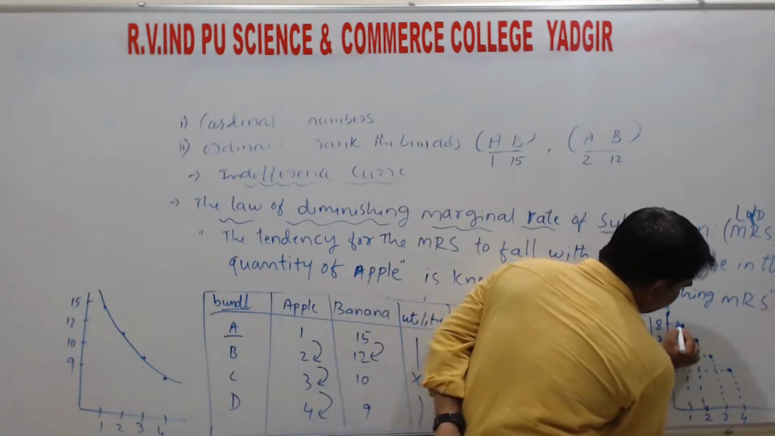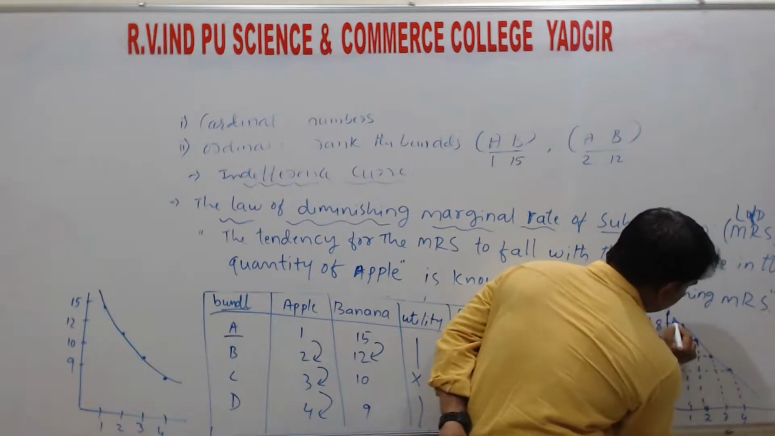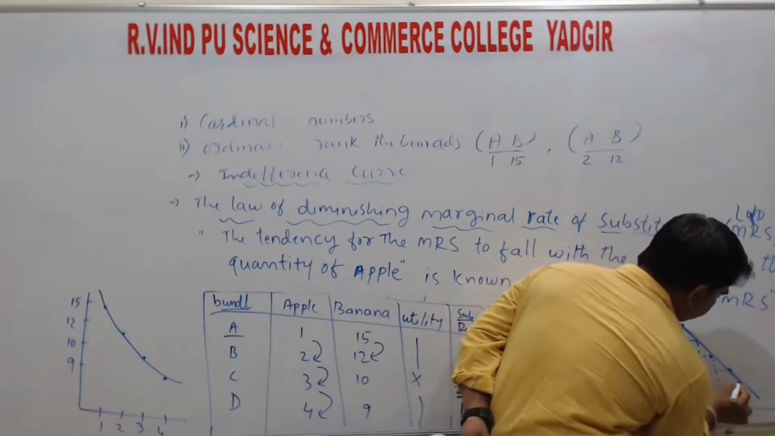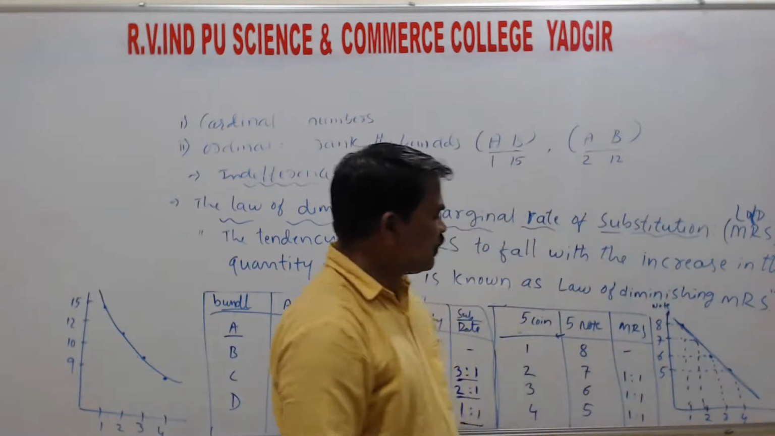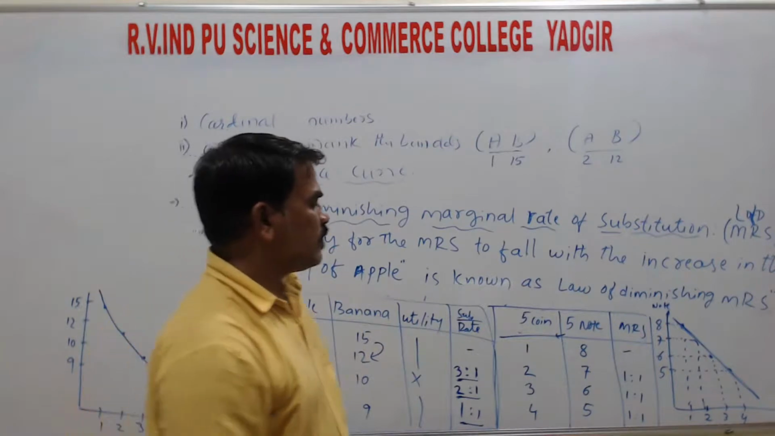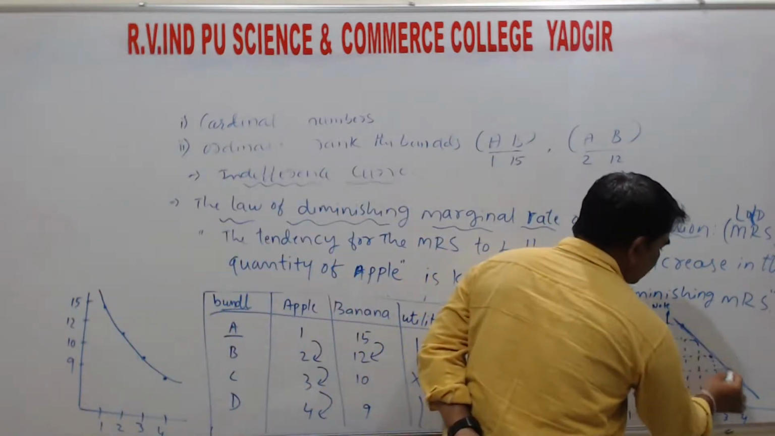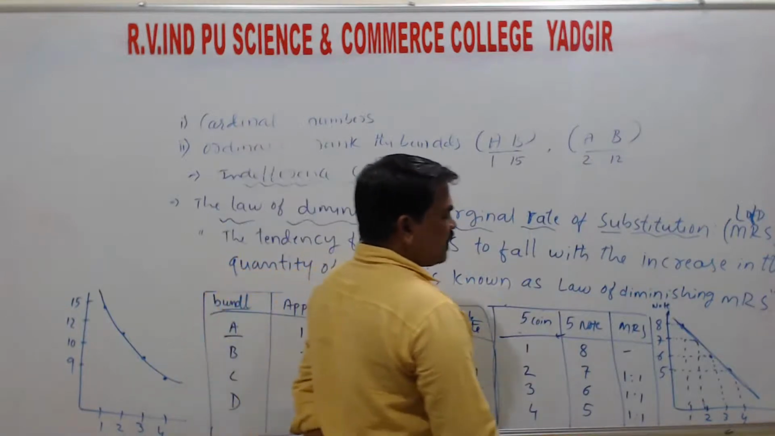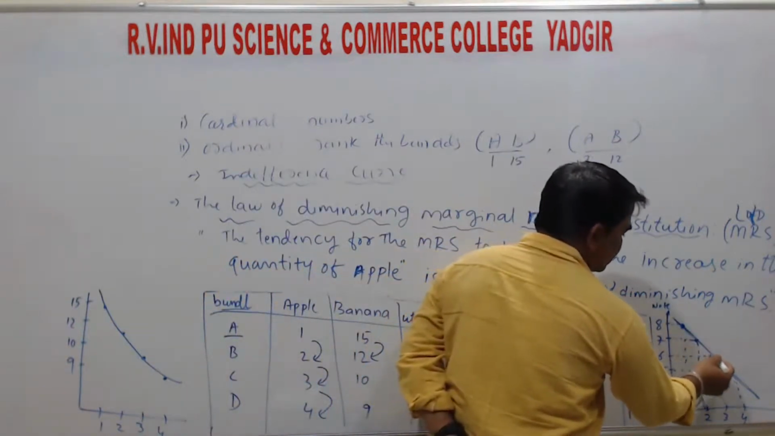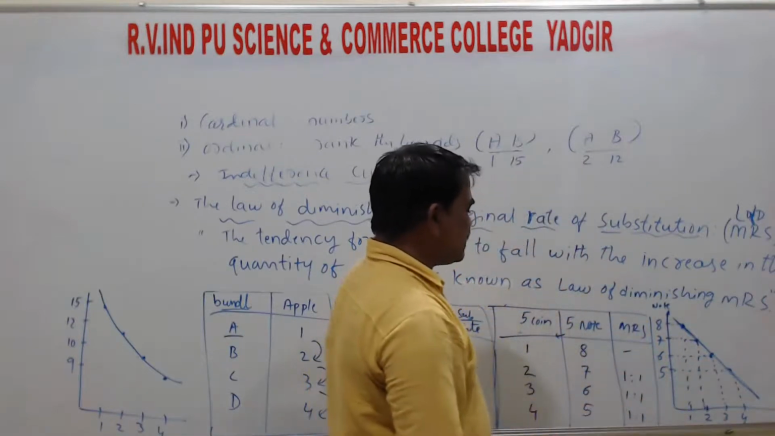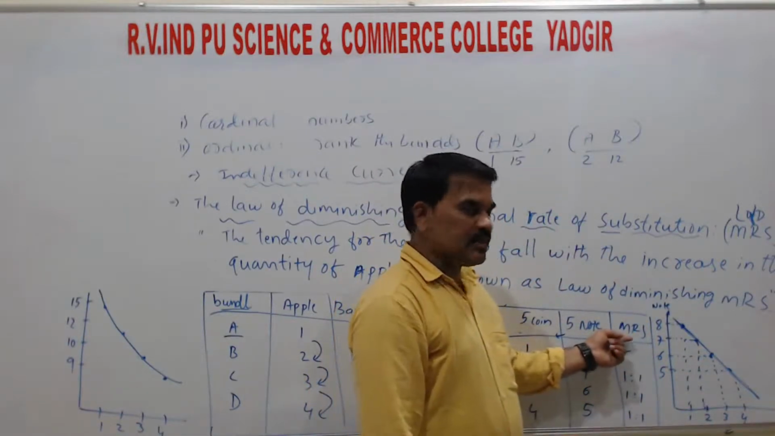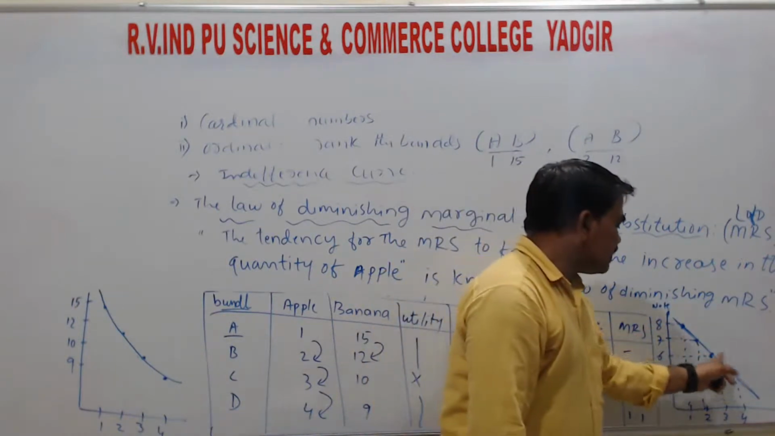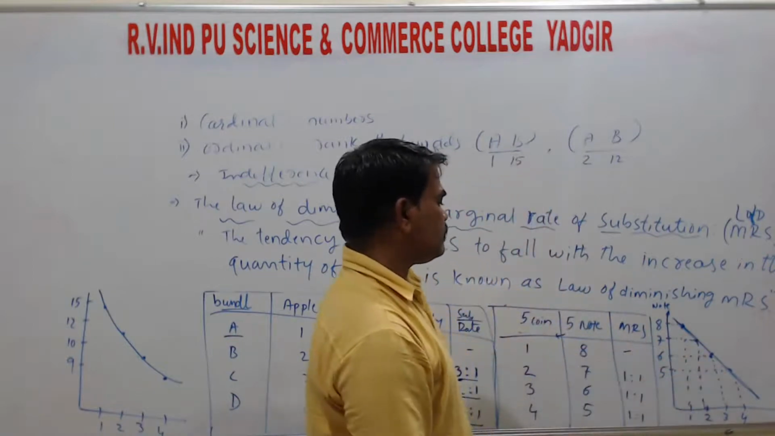So if you draw a line here, if you join these points, what will we get? We'll get a straight line, because we have a perfect substitution here. That's why there is no change in the MRS, that is marginal rate of substitution. There is no change here. That's why we get a straight line here.